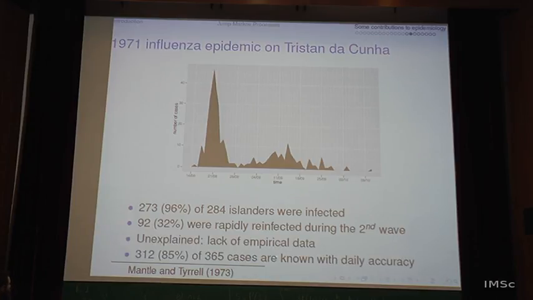So, a lack of empirical data to explain this two-wave epidemic. And also, there is some underreporting, because we know that in the data set, only 85% of the 365 episodes of illness are known.